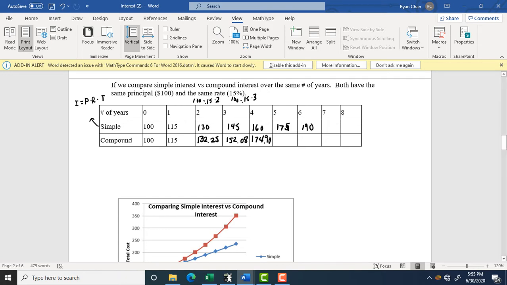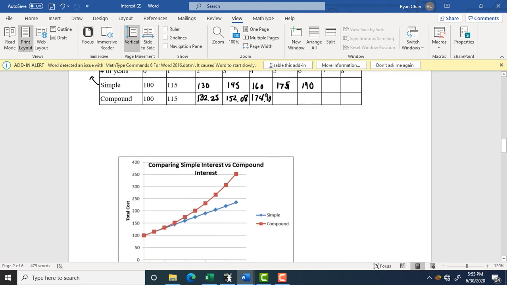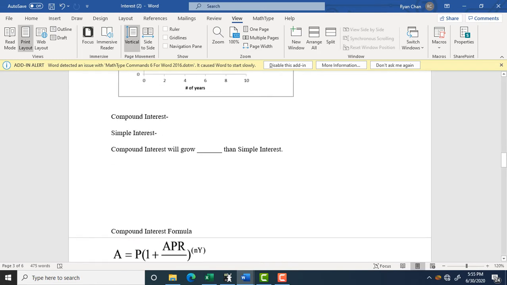And so what happens is, if you look at this graph, compound interest is exponential, simple is linear. Right, so compound interest has exponential growth. Simple interest is linear growth. Compound interest will grow faster than simple interest. Okay.